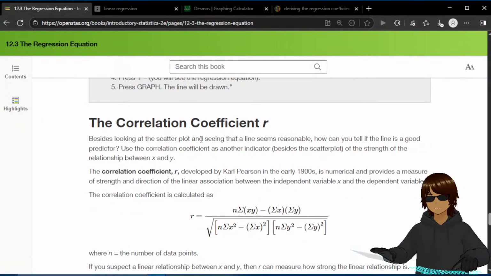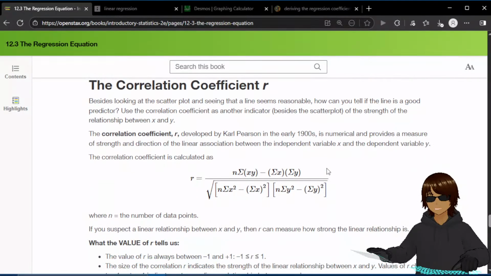Besides looking at a scatter plot and seeing that a line seems reasonable, how can you tell if the line is a good predictor? Use the correlation coefficient as another indicator of the strength of the relationship between x and y. The correlation coefficient was developed by Karl Pearson in the early 1900s as a numerical measure of the strength and direction of the linear association between the independent variable x and the dependent variable y. It's calculated like this.